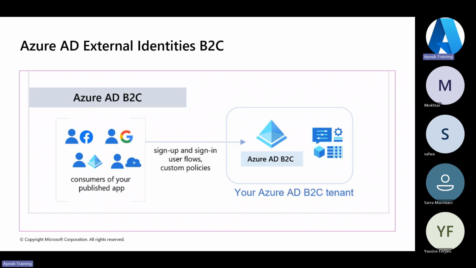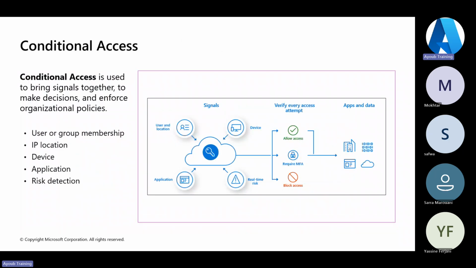Here also, next, we talk about conditional access. It's an important component. It's used to bring signals together to make decisions and enforce organization policies. What does that mean exactly? With conditional access, like its name, I create conditions for access. For example, imagine I have an application and I want some group or some users to access it and some users not. That is a condition. So it's created with conditional access.